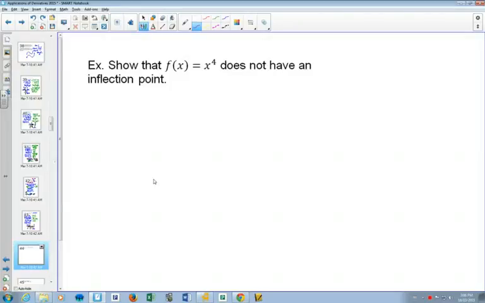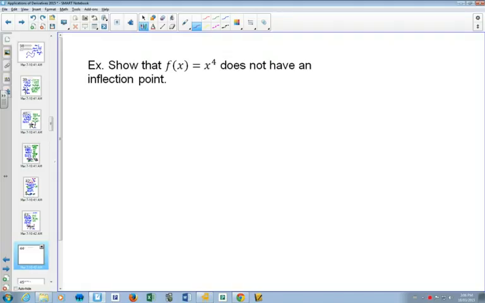So a couple of things that we've learned from before. We have an inflection point when it changes concavity. So if we can show that it doesn't change concavity, then that would show that it is not an inflection point. It might also be able to show that it's not an inflection point if we also show that it's a minimum or a maximum.